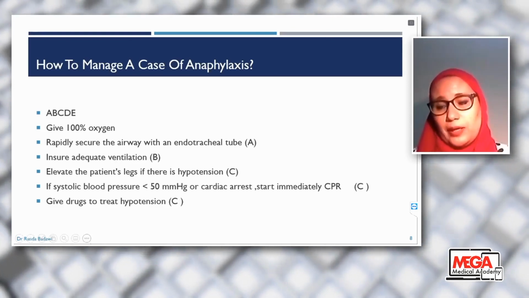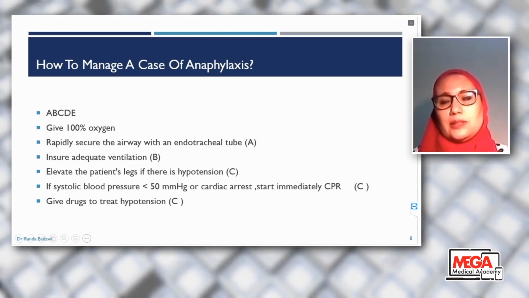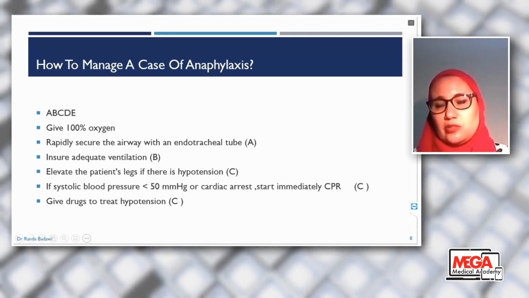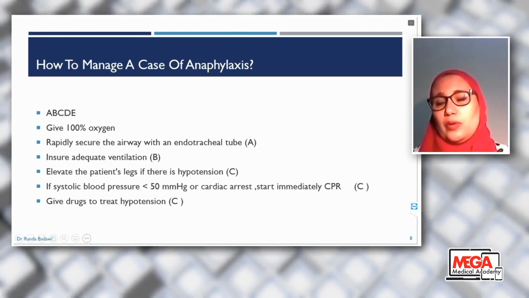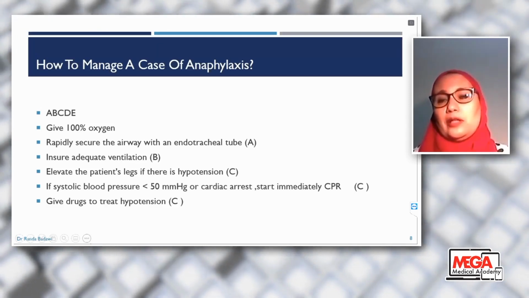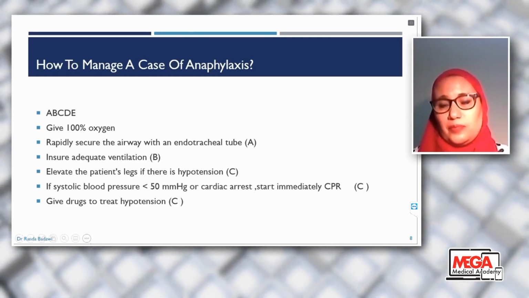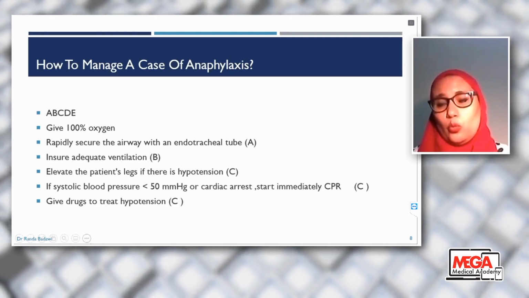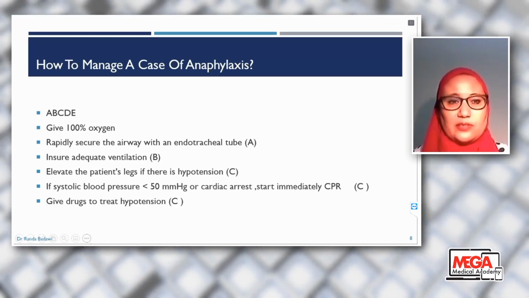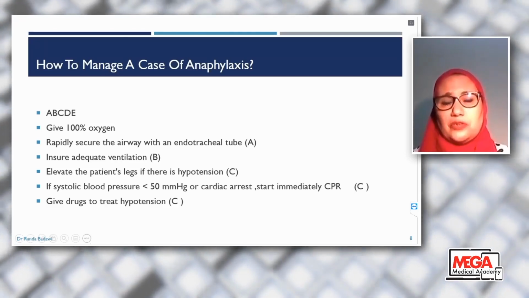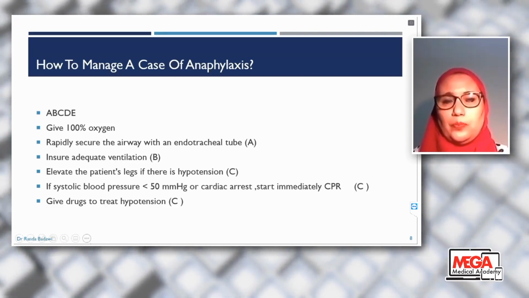How to secure the airway? Definitely by endotracheal tube, because a supraglottic device has no role in this situation. It will be difficult to insert. Then when the situation deteriorates, you cannot ventilate through the supraglottic device properly because they develop bronchospasm in addition, which is a contraindication for the use of supraglottic devices. This is as regards the A: secure the airway with an endotracheal tube.